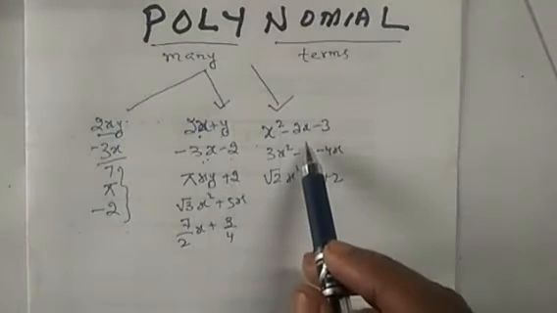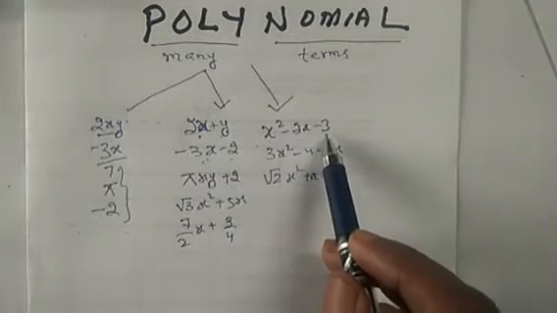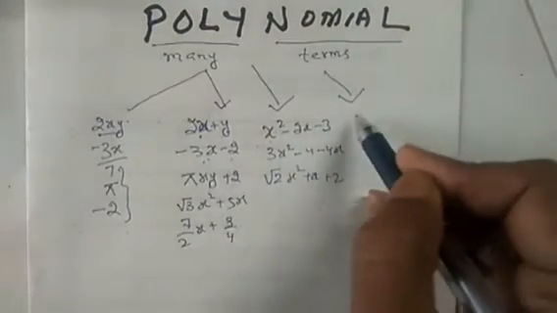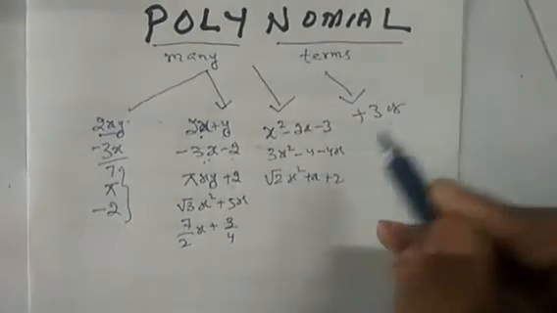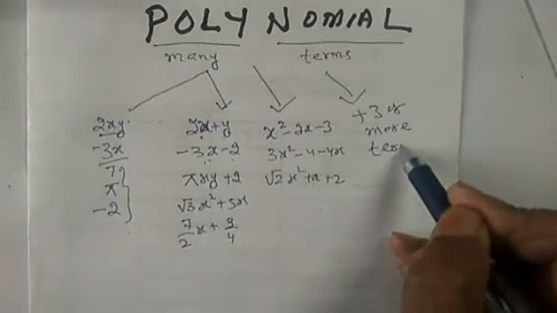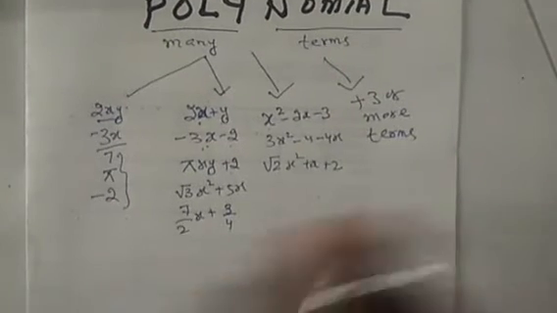Similarly like this, here you will find it is having x square one term, minus 2x two terms, minus 3 three terms. So guys, it doesn't matter whether it is having one term, two terms, three terms, or more terms, but some conditions are there for polynomial. That I'll explain you now. So all are called polynomials.